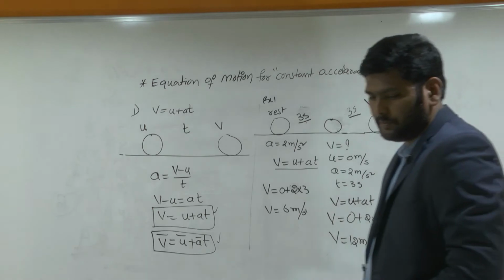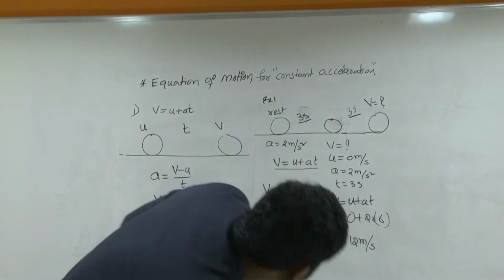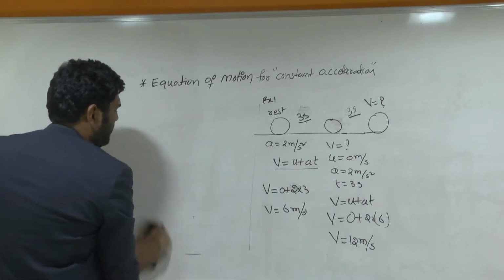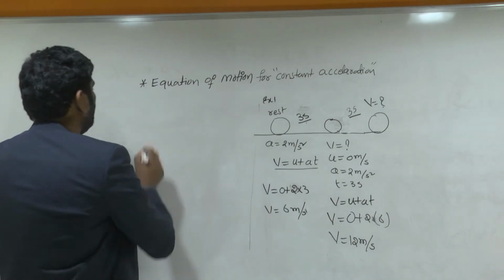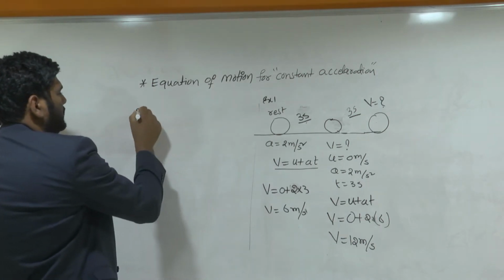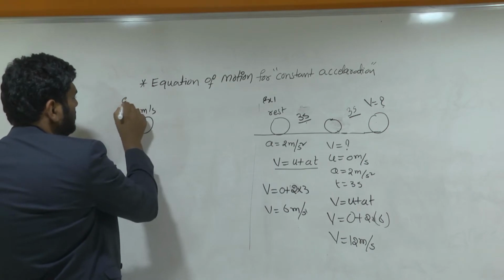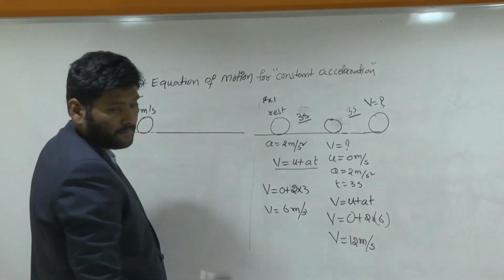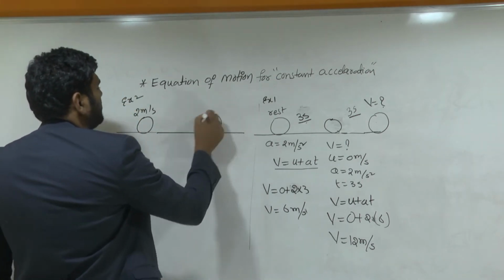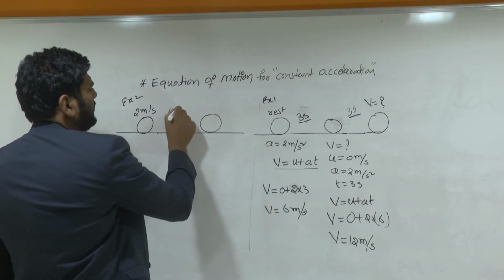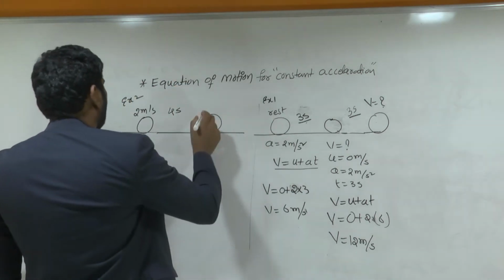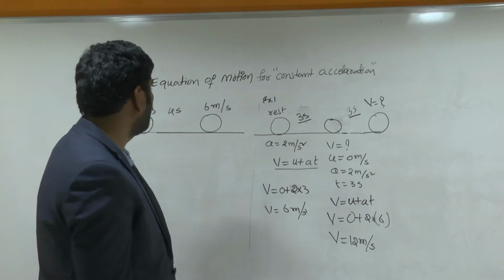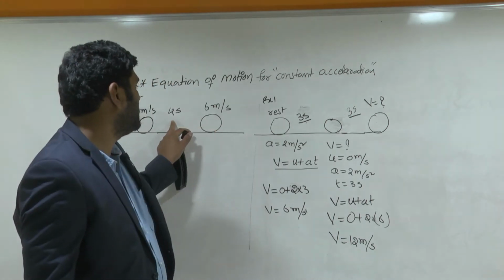Yeah, I'll give one more example. Observe the same thing. Here initially the object's velocity is 2 meter per second and it is moving in a straight line. And after some time, after 4 seconds, its velocity becomes 6 meter per second.